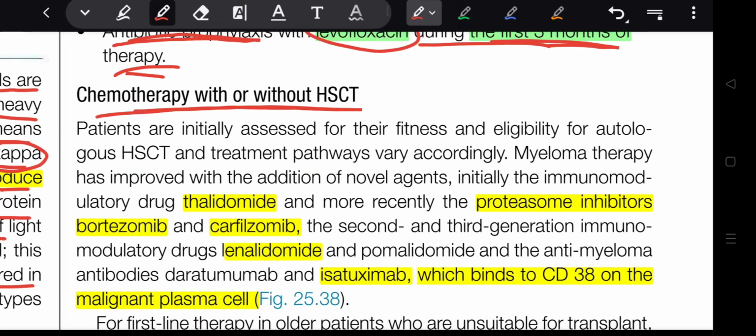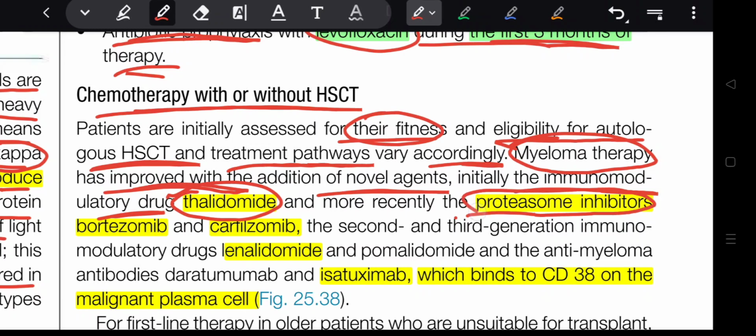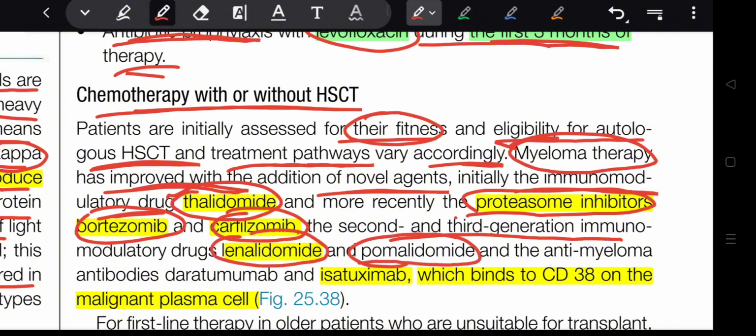Chemotherapy with or without hematopoietic stem cell transplantation. Patients are initially assessed for fitness and eligibility for autologous hematopoietic stem cell transplant, and the treatment pathway varies accordingly. Myeloma therapy has improved with additional novel agents. Initially the immunomodulatory drug thalidomide, more recently the protease inhibitors bortezomib and carfilzomib, the second and third generation immunomodulatory drugs lenalidomide and pomalidomide, and the anti-myeloma antibodies daratumumab and isatuximab, which bind to CD38 on the malignant plasma cell.